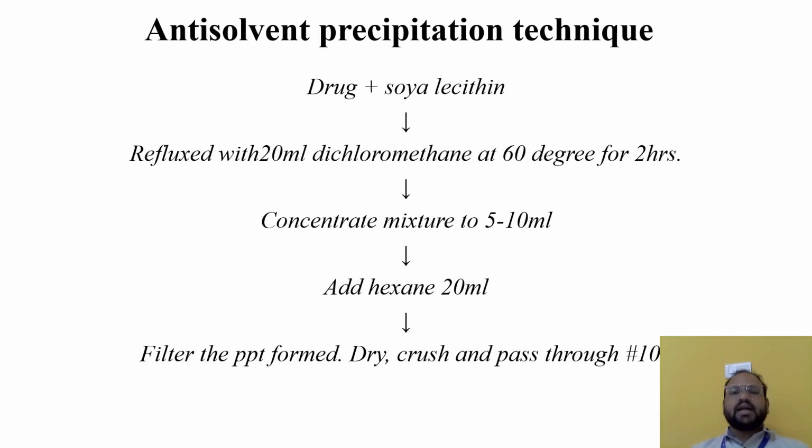The next method is the anti-solvent precipitation technique, where drug plus soya lecithin is used. Reflux with 20 ml of dichloromethane at 60 degrees for 2 hours. Then concentrate the mixture to 5 to 10 ml. To that 5 to 10 ml, add hexane 20 ml. So filter the precipitate formed, dry, crush and pass through mesh size 100.